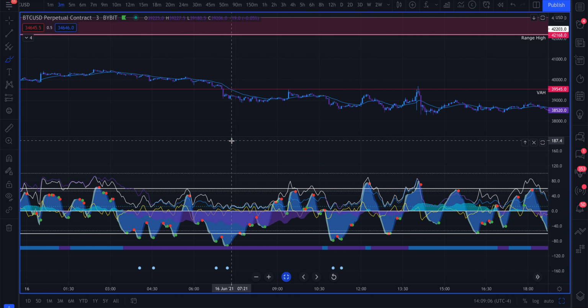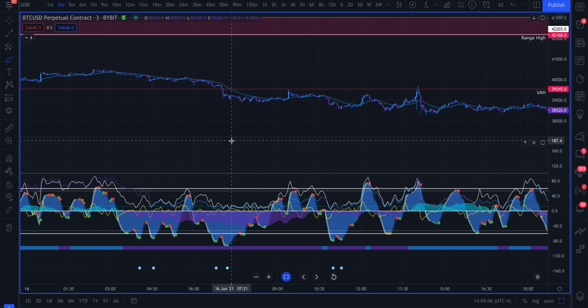What do we see on the 2-hour? As we are coming to our level, this is very important. As we're touching the level on the 2-hour, we're getting a red dot below the 0 line, and we're getting a money flow crossover, from the blue into the purple. So we can tell on the 2-hour we're coming down more.